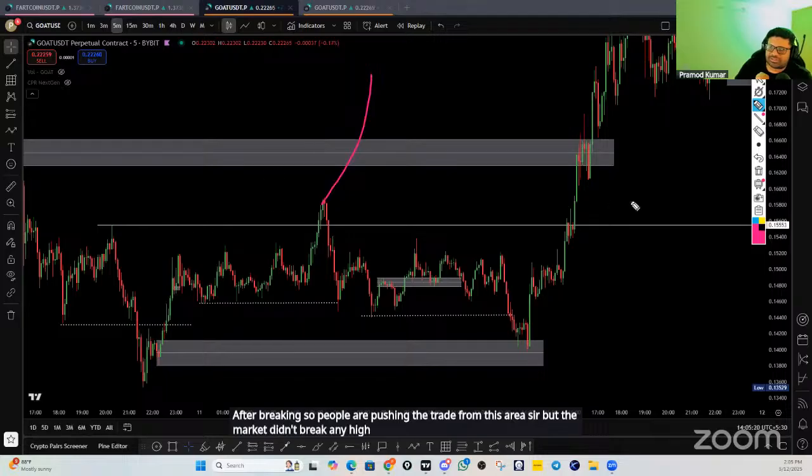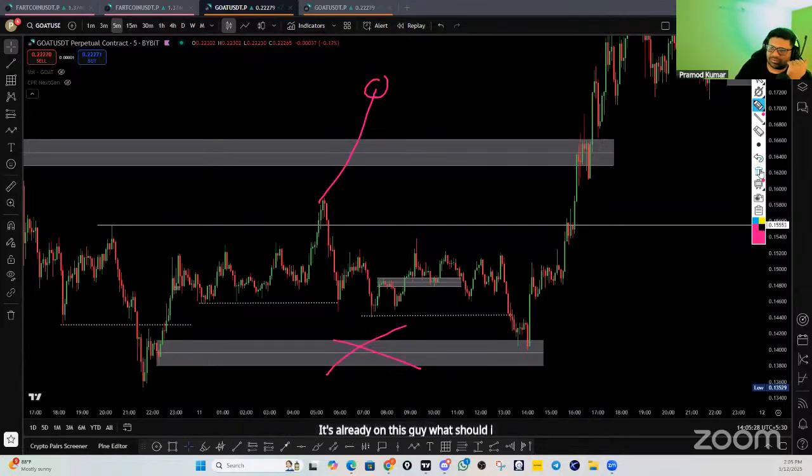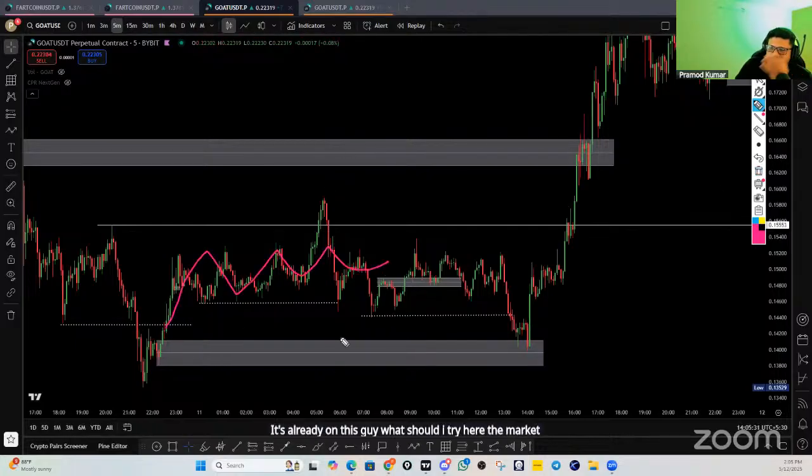But the market didn't break any high, right? I cannot say that. If the market is somewhere here, then I don't wait for any long positions. It's already on this. What should I try here? The market is ranging in front of this support.